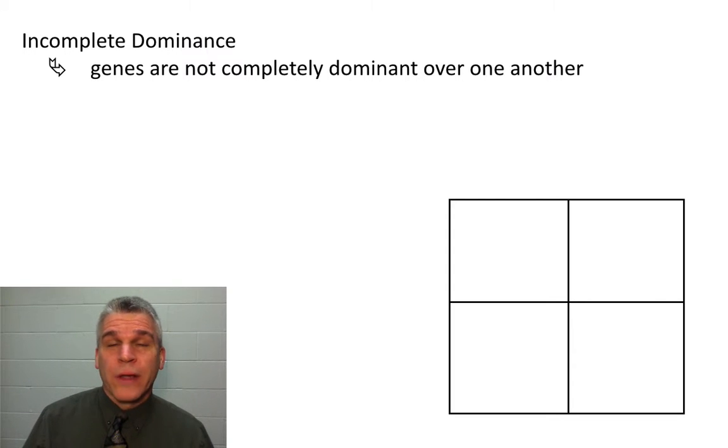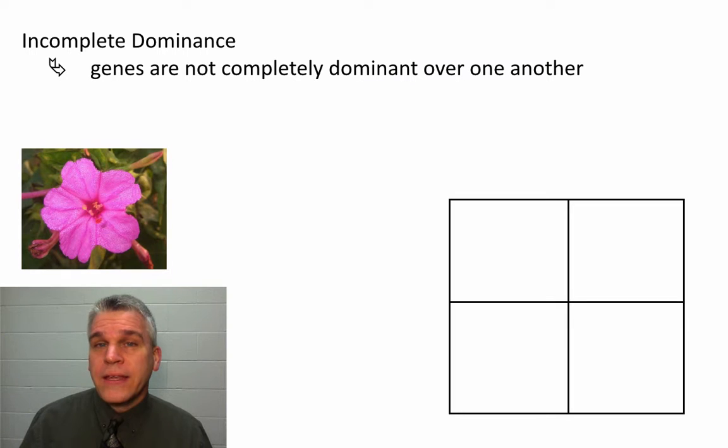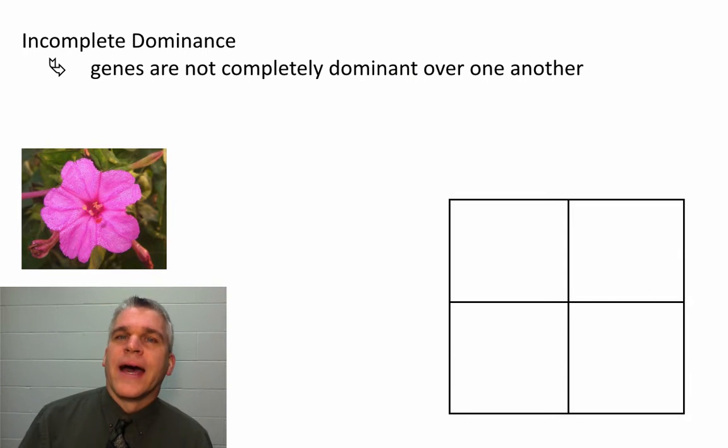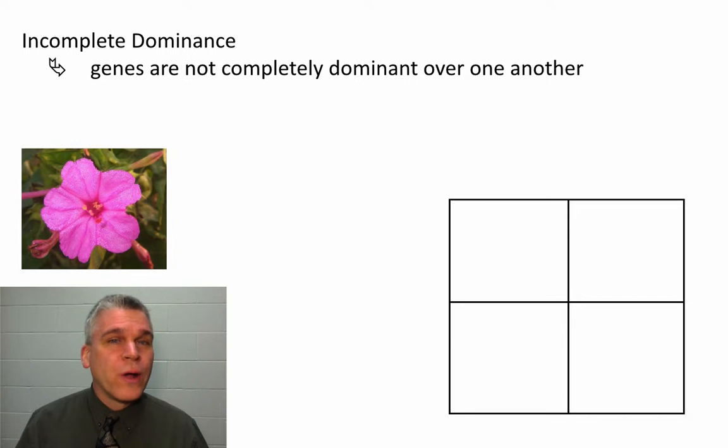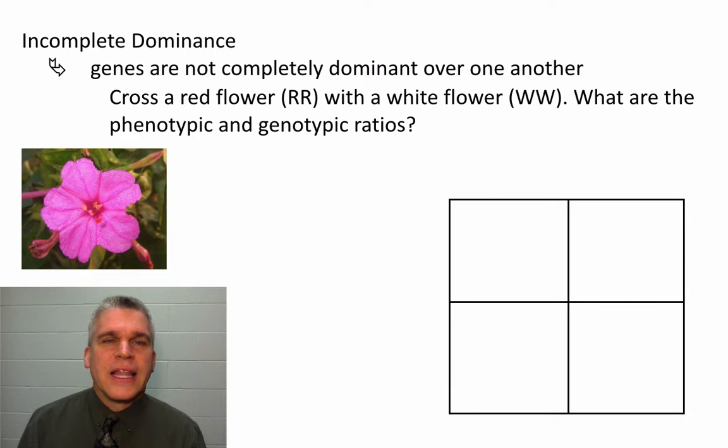In other words, what happens is if you get two of these dominant alleles together, we get a blending of the traits. So for instance, red in flower color is a dominant trait. White is also a dominant trait. When you put the red and the white together, you get a pink flower. So you can see there's a blending of those two phenotypes together then. So let's do an example of this. Let's cross a red flower with a white flower. And then we'll look at the genotypic and the phenotypic ratios.